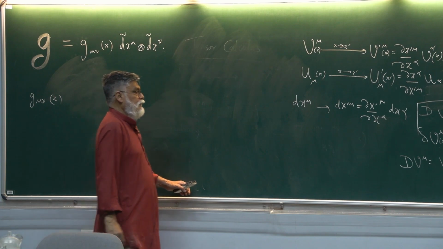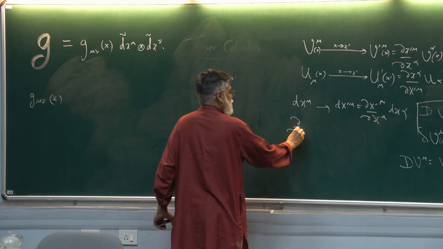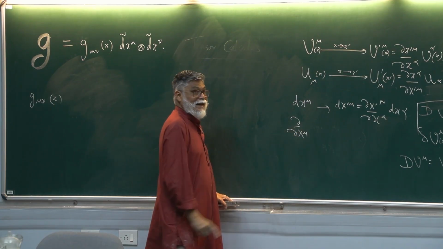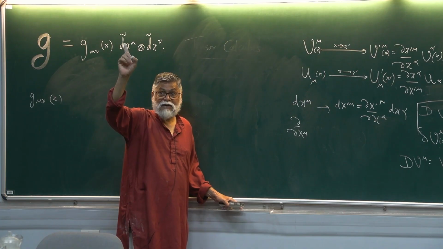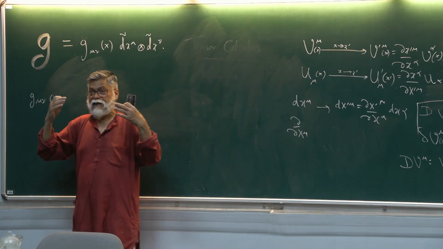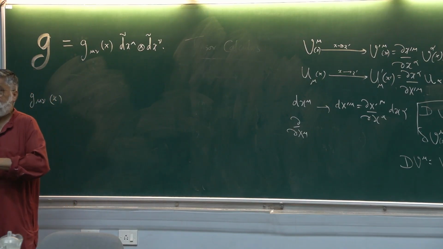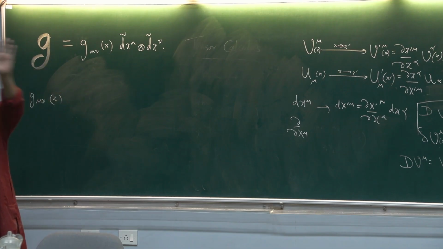On the other hand, del by del x mu transforms like a covariant vector, while in differential geometry del by del is a vector field. So these are some of the confusing things. When I first started learning differential geometry, the tensor calculus things were completely opposite to differential geometry. So you must be very careful.